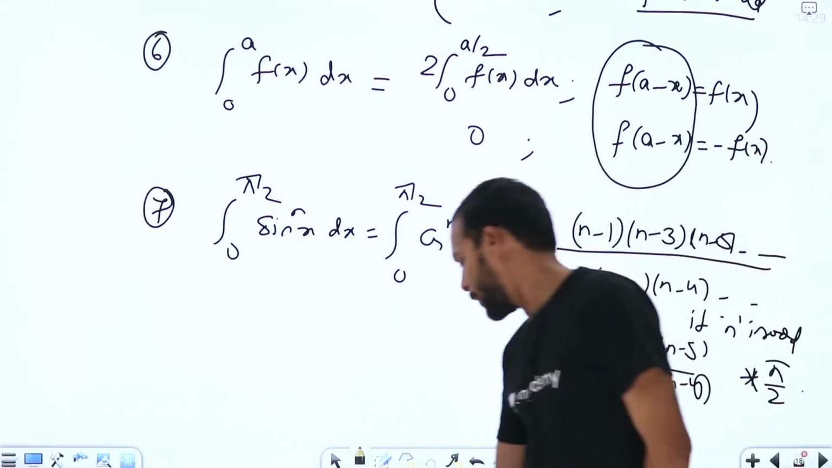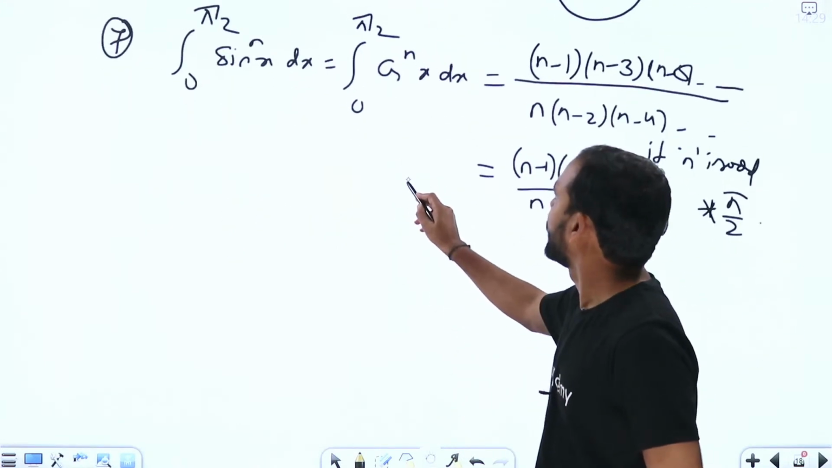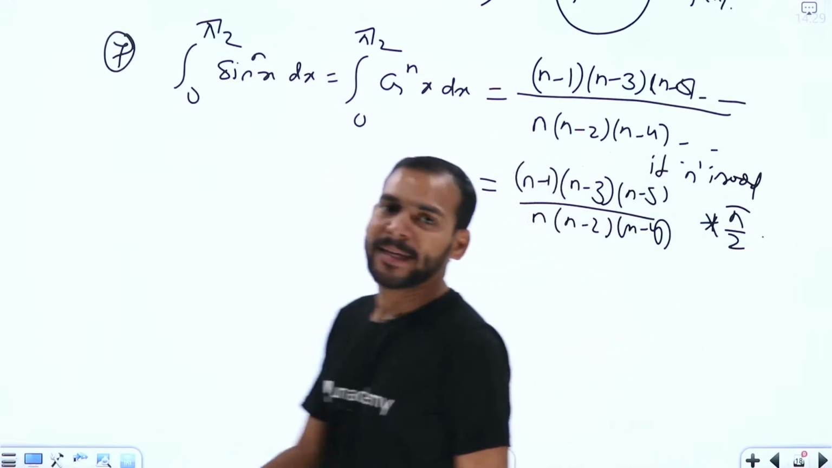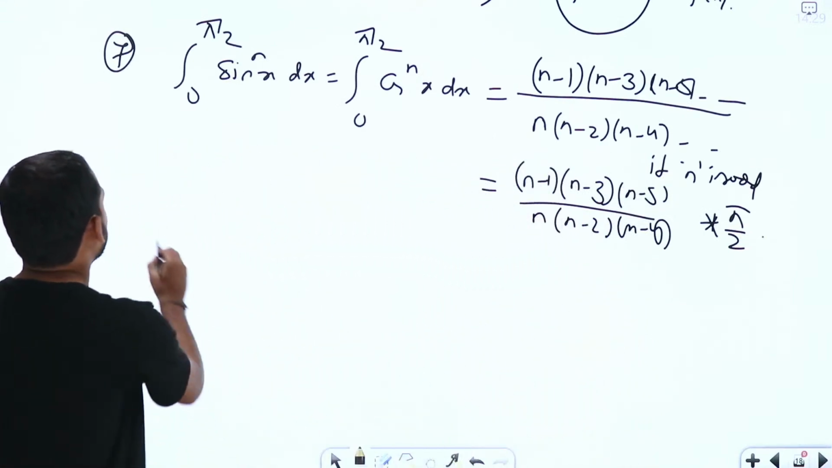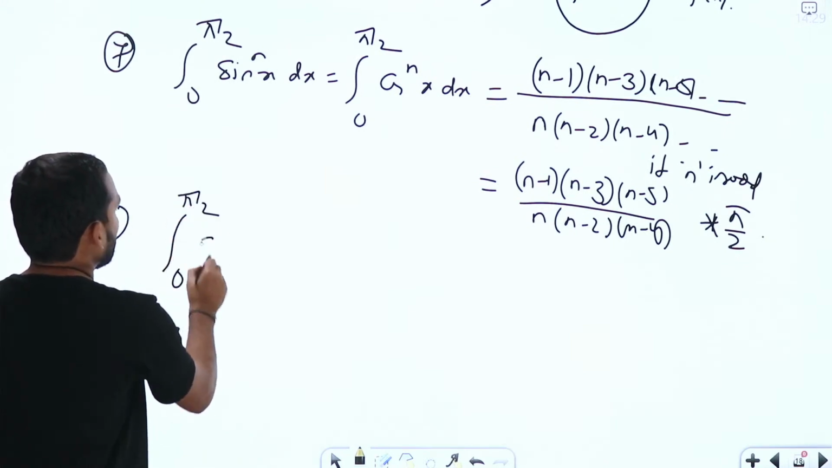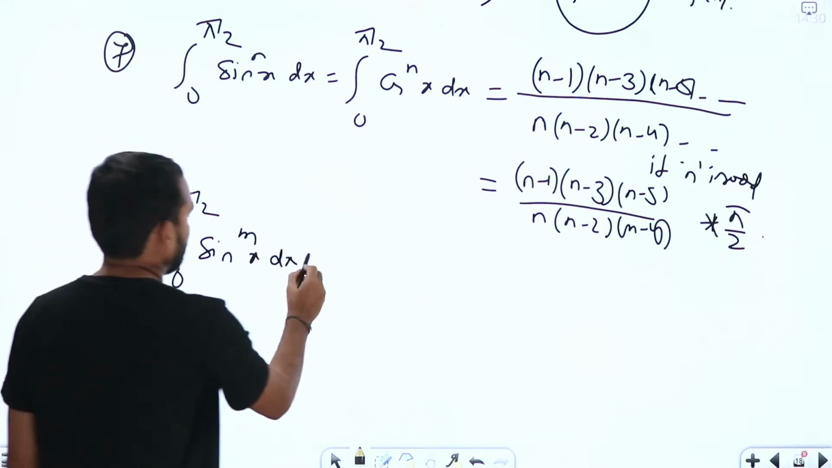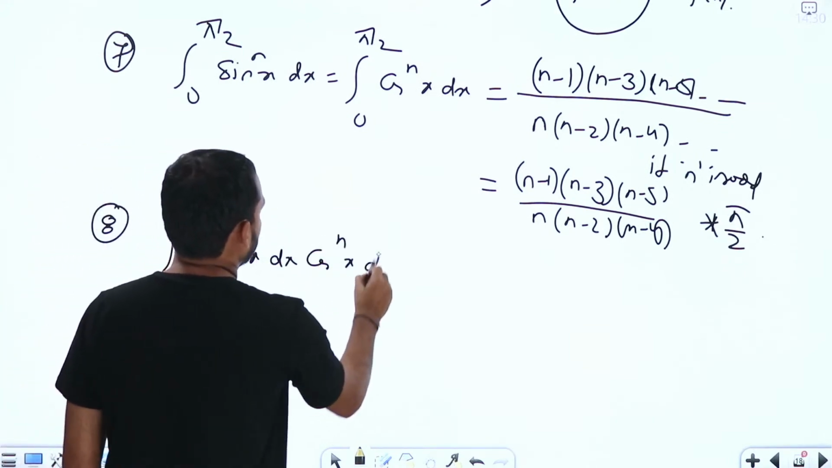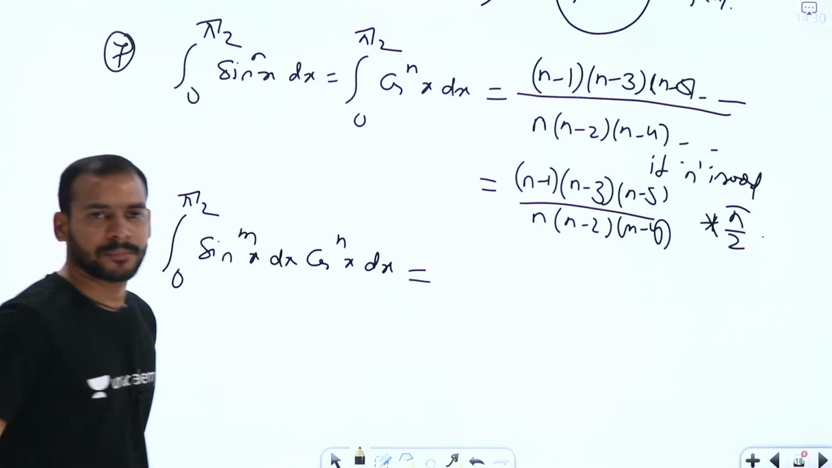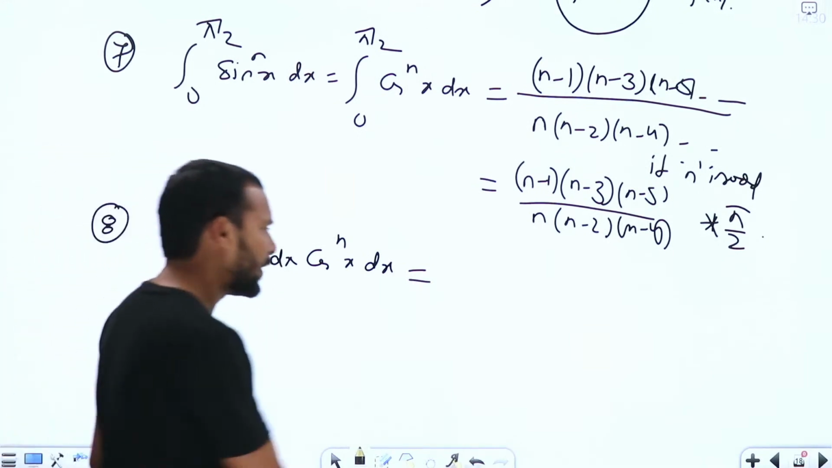Let me tell you one more property, which has both sine and cos. This one is the integral 0 to pi by 2 of sin power mx into cos power nx dx. If you have this kind of format here, then what is the value? We need not take anything here.